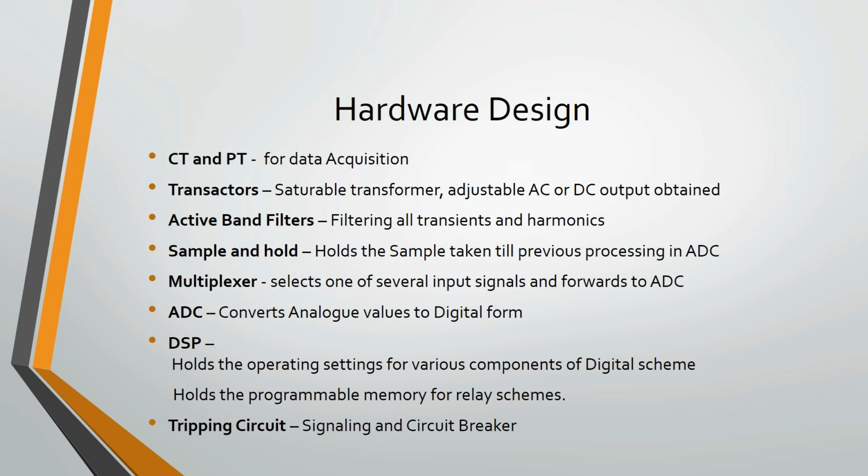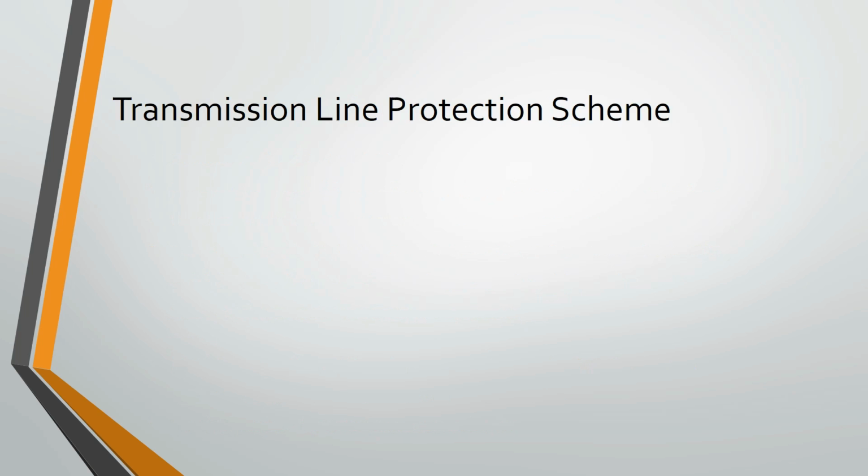The elements in this hardware design are as follows. CT and PT for data acquisition. Transactors are the transformers for addressing AC and DC outputs from CT and PT. Active band filters. Sample and hold circuit for holding the sample until the ADC processes its input. Multiplexer for selecting appropriate input signals. ADC for analog to digital conversion. DSP for entire programming and control of this hardware scheme. And the tripping circuit that sends the relaying command for the circuit breaker to trip.